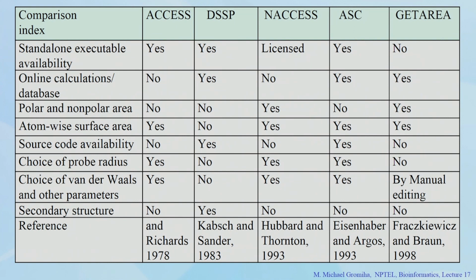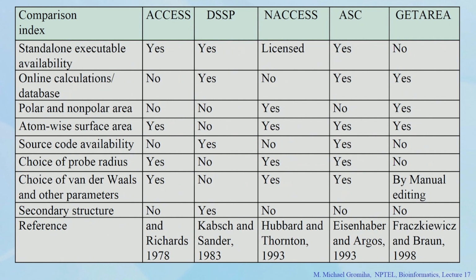There are several algorithms available to calculate the accessible surface area of all atoms and residues in a protein. The major programs are Access, which was developed early in the literature, maybe in the 1970s, followed by DSSP, NACCESS, ASC, Criteria and so on. Currently, several other algorithms are also available in the literature. When we look into these different algorithms, there are some advantages and some disadvantages.